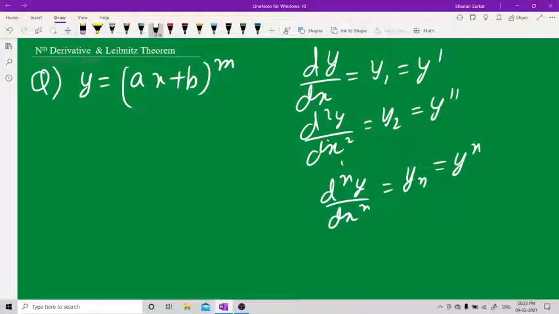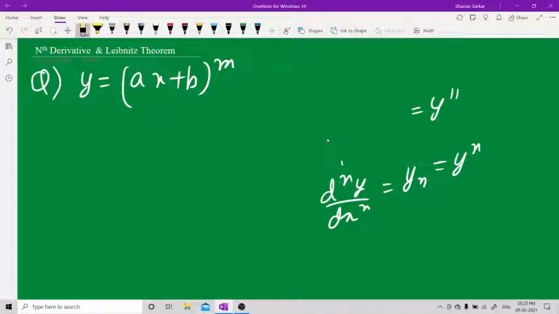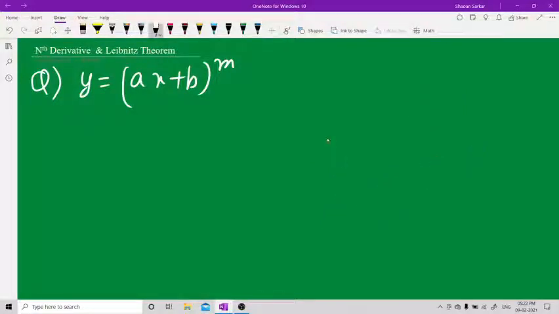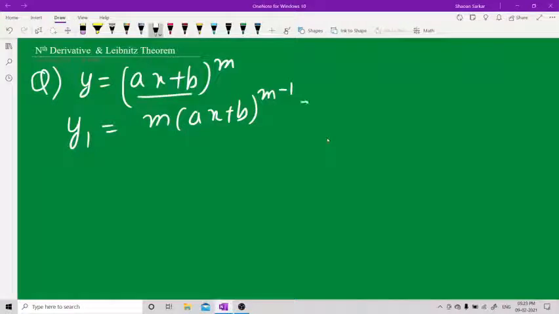This is the way you write it. So for the time being, we can leave all this; I've just brought this to your notice. Now, the first derivative of this is m times (ax plus b) to the power of m minus 1, then you differentiate ax plus b, and you get a.